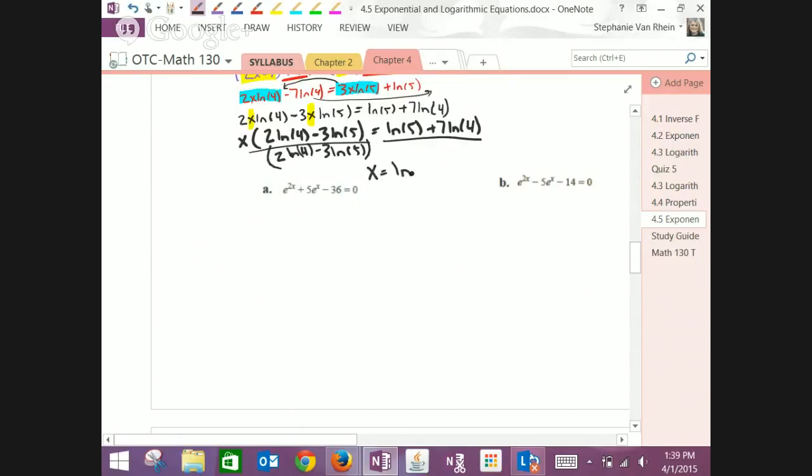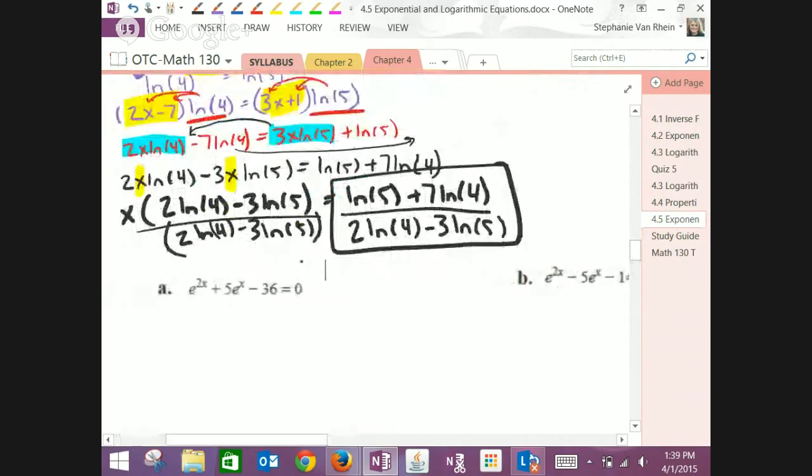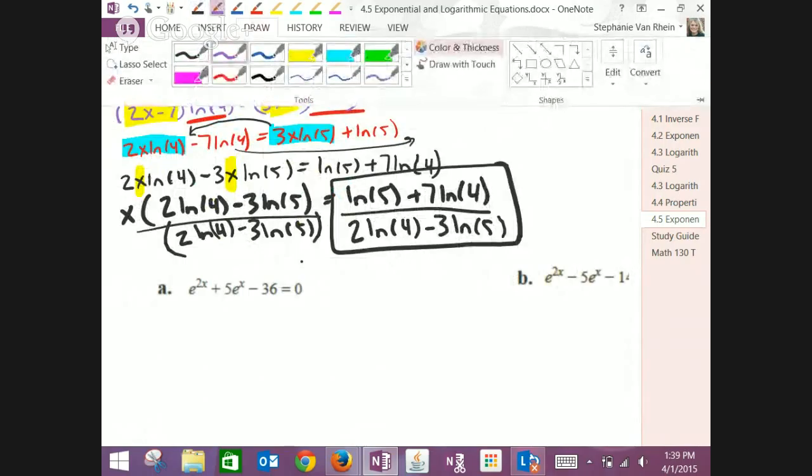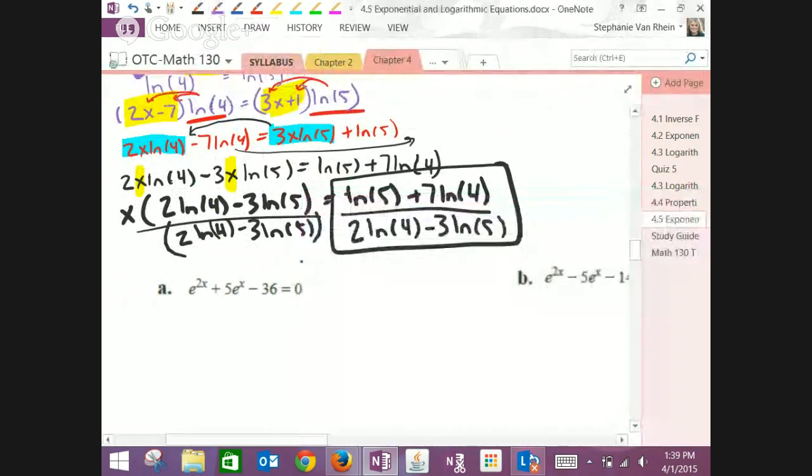So x would equal ln of 5 plus 7 ln of 4, divided by 2 ln of 4 minus 3 ln of 5. So this is what x ends up equaling. That is the answer. Put that in your calculator. Be careful if you want to put it all in one line. Make sure you put this in parentheses in your numerator and this in parentheses in your denominator. But if I do that, I get minus 5.50341.